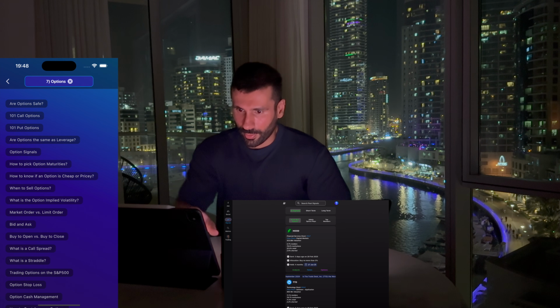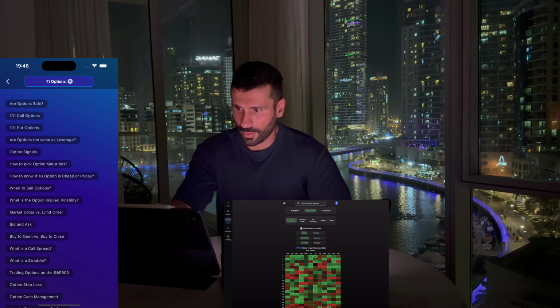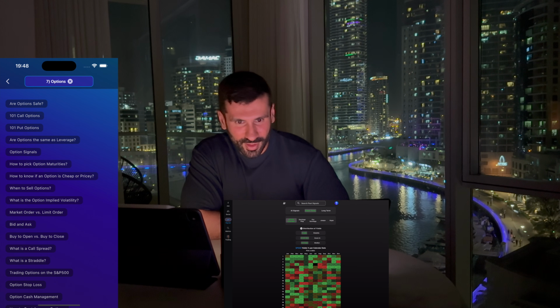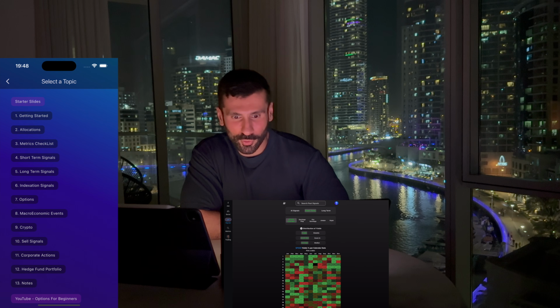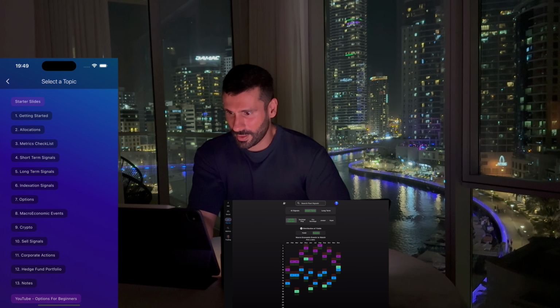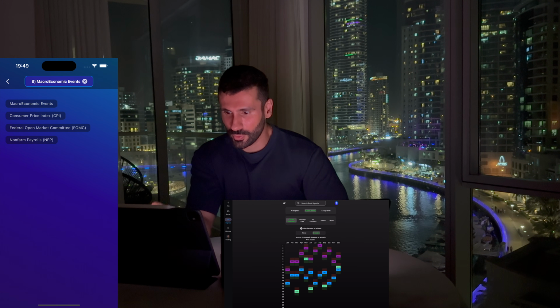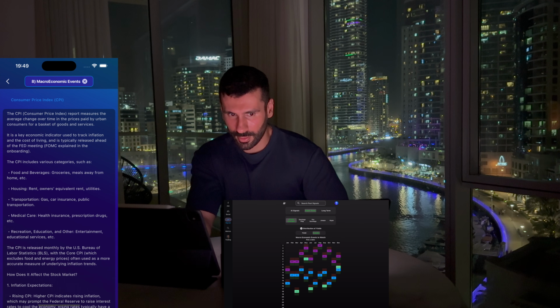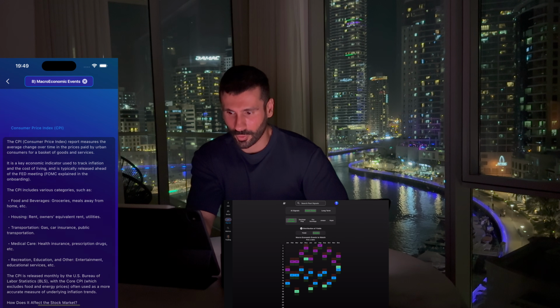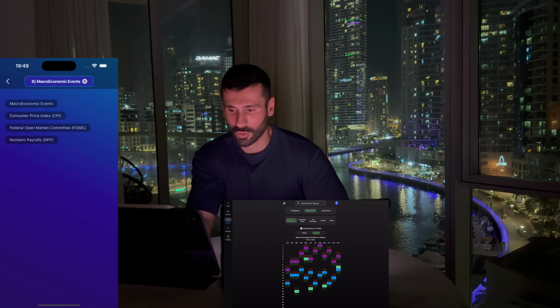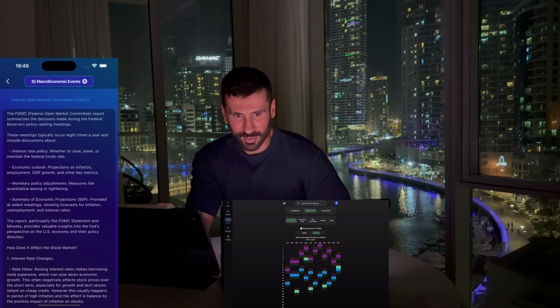Then, let's take a look at this one. Then, macroeconomic events. So, it's basically this section. And here, it tells you what the CPI is, all right? So the consumer price index, basically it's a metric that helps assess inflation. It tells you about the Fed meetings, all right?